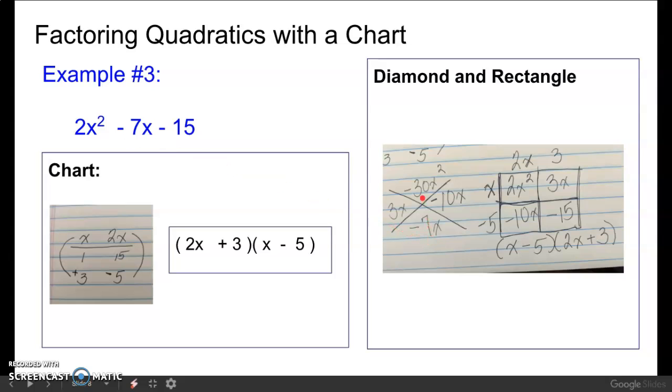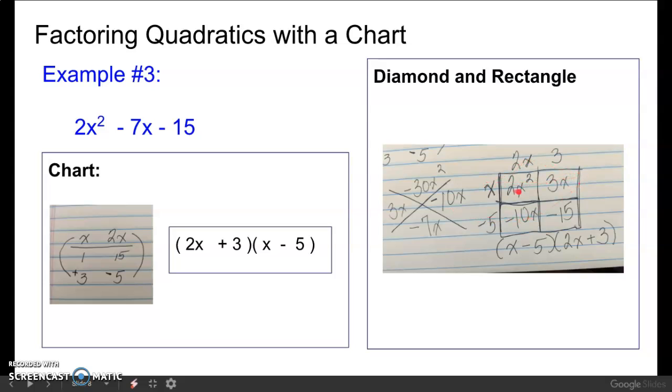So now I'm looking for two factors that make a product of negative 30x squared, and they have a sum of negative 7x. So I landed on 3 and 10, right? Because as long as this is negative, that's going to result in a sum of negative, right? So 3 and negative 10x, it doesn't matter where you write it.